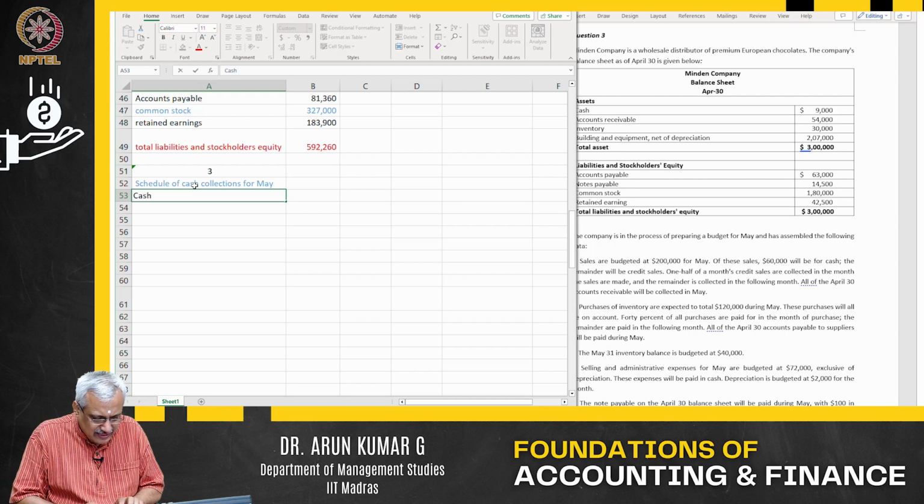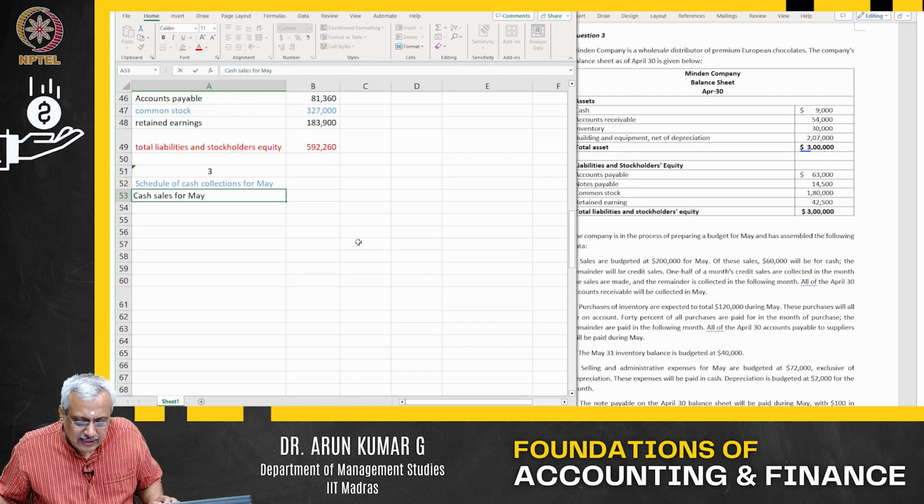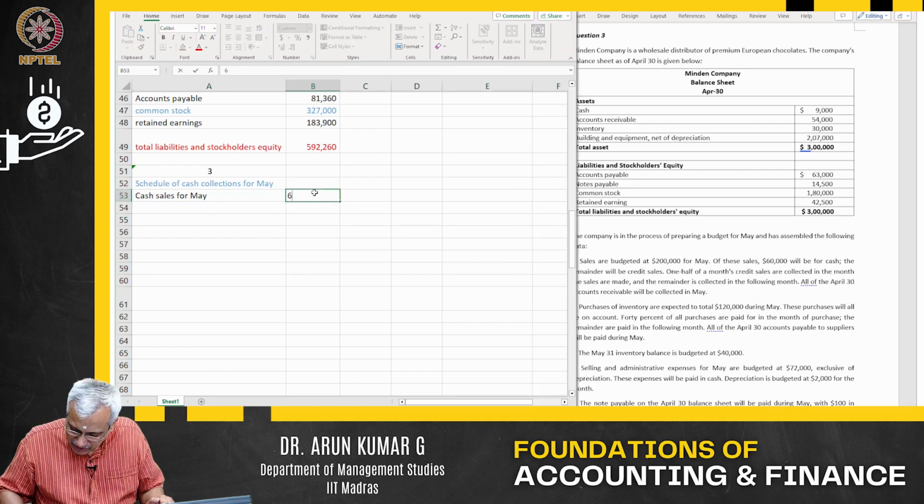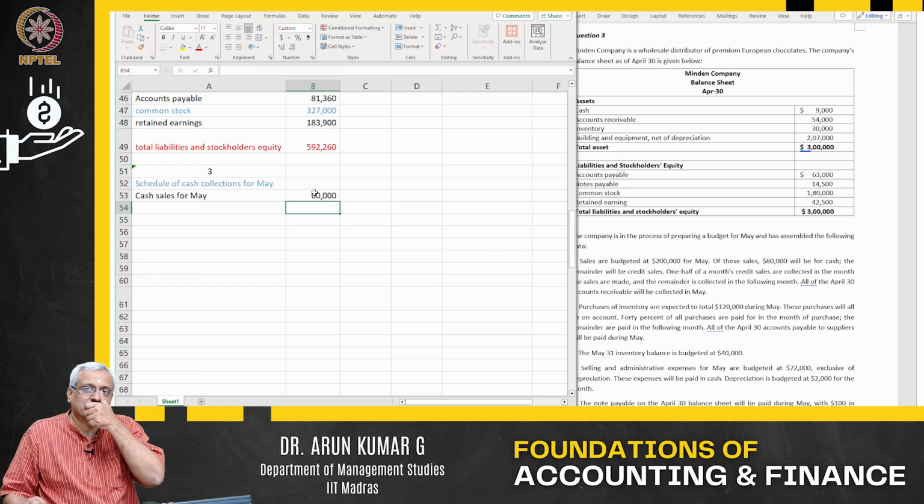What is the cash sales for May? The problem says sales budgeted is 2 lakhs for the month of May. Of these, 60,000 will be for cash. So, that means the moment you have the cash sales, you are going to collect that 60,000 in cash.